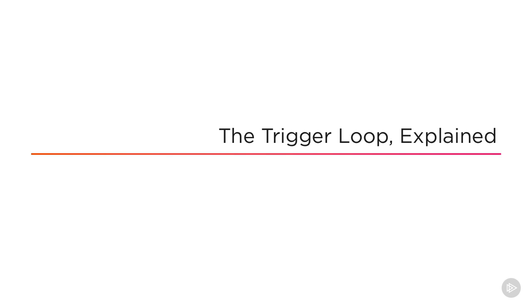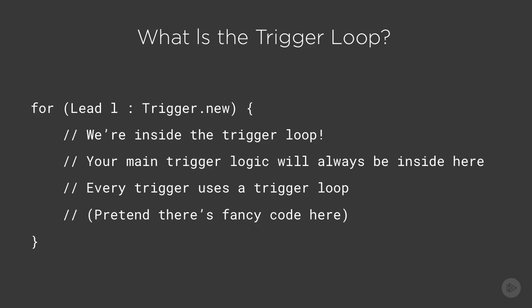Alright, let's continue our quest for trigger enlightenment and talk more deeply about the trigger loop. You need to have a thorough understanding of what it is, why it's used, and how it works. This is an example of the trigger loop. It might look familiar to you because we used the same loop in the trigger we just wrote. But the trigger loop isn't just specific to our previous trigger. Every trigger you write will use a trigger loop.